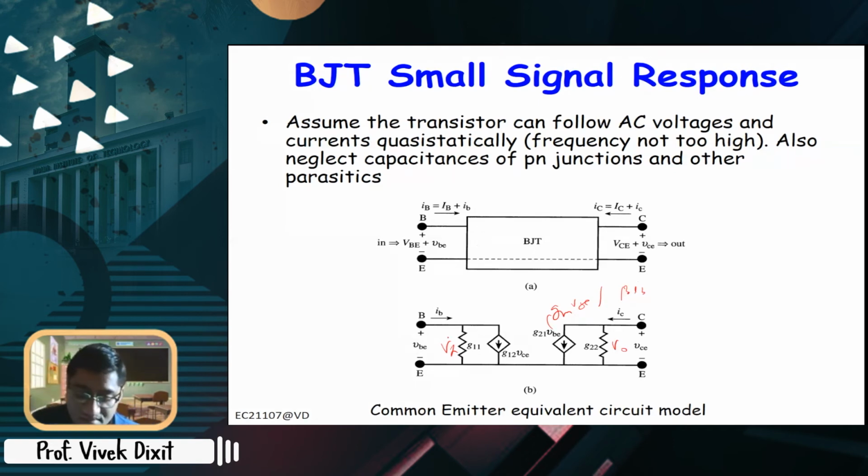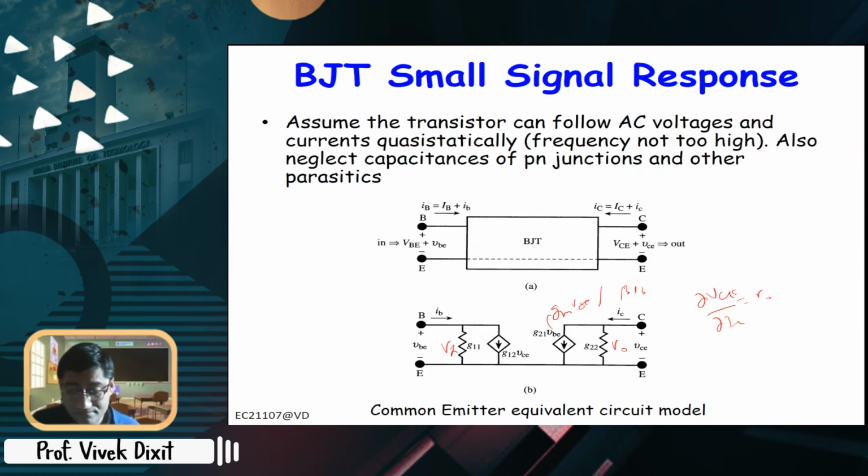And how do we define these parameters? R pi is dVBE by dIB, right? R out is VCE by IC, I mean small terms, right? Or you can write dVCE by dIC, right? It's your R naught. Similarly, other parameters here, and we can write the same thing. So G12 and G21, they are trans parameters. Now they are current over voltage, so they will be dI by dV.